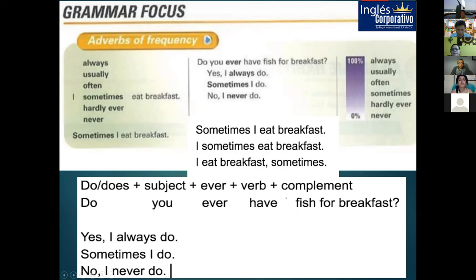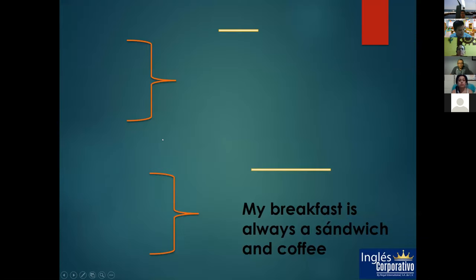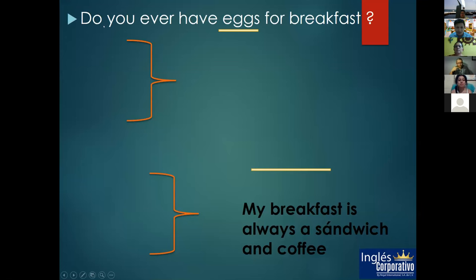Okay, like this, right? Do you ever? You can answer, yes, I always do. Sometimes I do. Or no, I never do, right? Or I never. It's the same. Okay, students, we have time. We have this activity, right? Okay, we got these two questions. For example, you can change this, as I said before. Do you ever have eggs for breakfast? We change eggs por cualquiera de estas comidas, right? For example, it could be bacon toast with butter o cualquier otra.